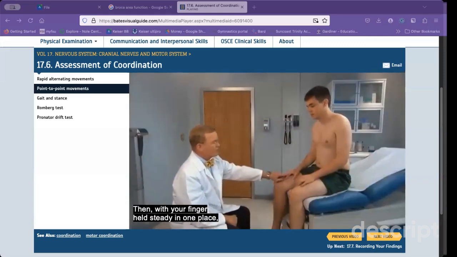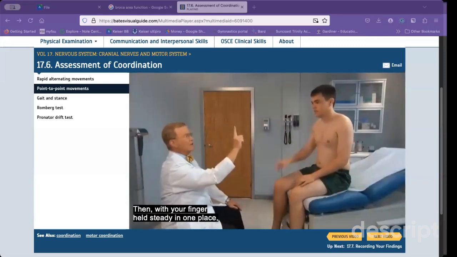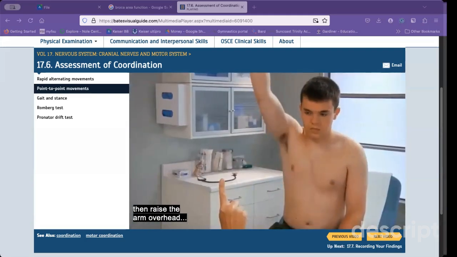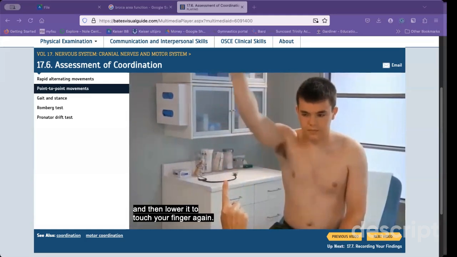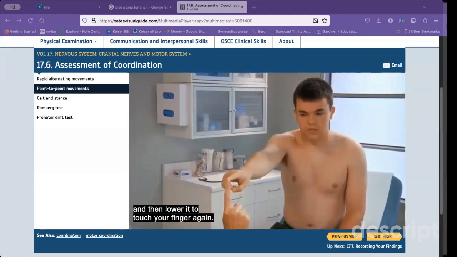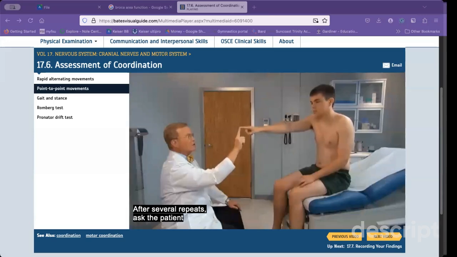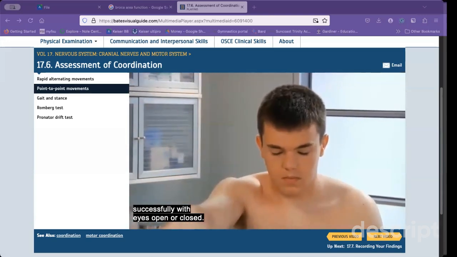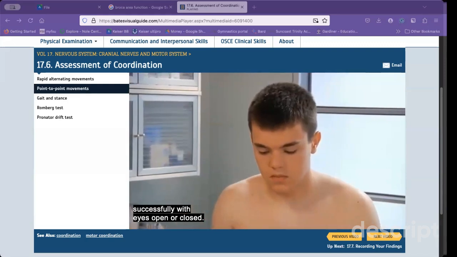Then, with your finger held steady in one place, ask the patient to touch it, then raise the arm overhead, and then lower it to touch your finger again. After several repeats, ask the patient to close both eyes and try several more times. Normally, a person can touch the examiner's finger successfully with eyes open or closed.